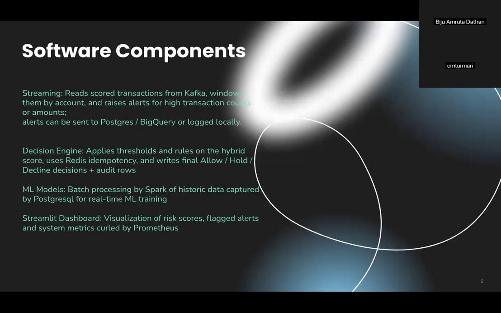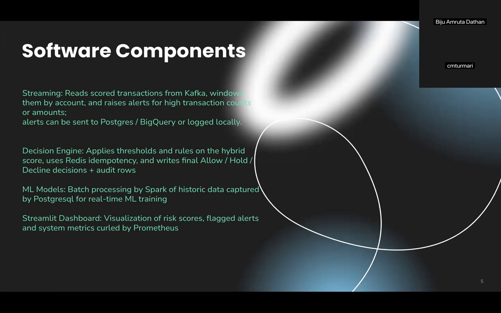Coming to the rest of the software components, we have a streaming and analytics layer as well. So the streaming job uses Apache Beam to read scored transactions from Kafka, window them by account, and raise alerts when there are too many or too large transactions. Alerts can be written to Postgres or just logged locally. The decision engine then applies thresholds and rules on the hybrid score, uses Redis for idempotency, and writes final allow, hold, or decline decisions, plus audit rows.